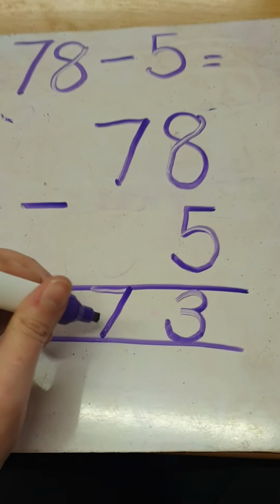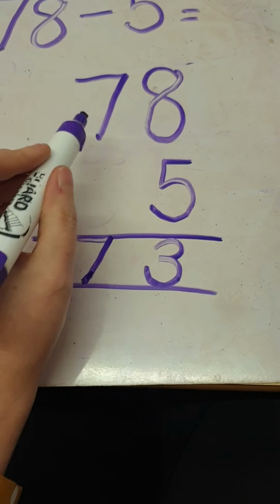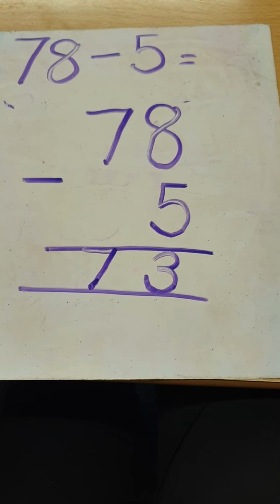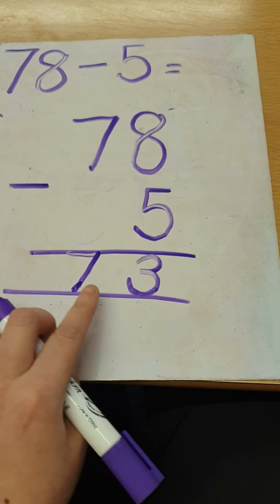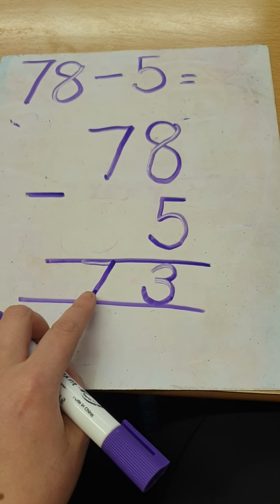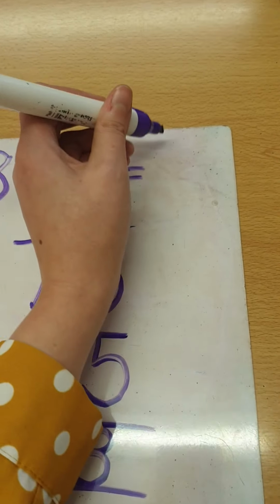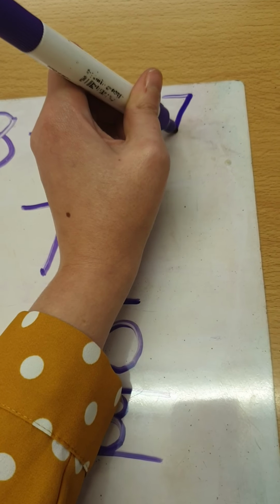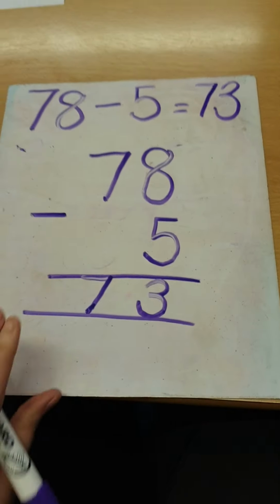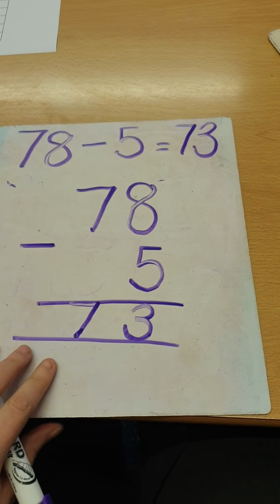So what is the answer, children, to my sum? 78 take away 5. Brilliant. It's 73. So although I've got my 73 in my column subtraction working out, I'm still going to write it next to my number sentence. So I finished the number sentence off. So that's your spicy activity. But let's have a look at hot.